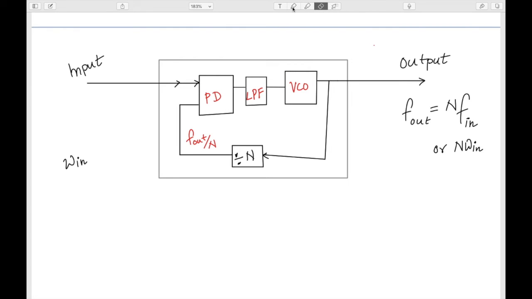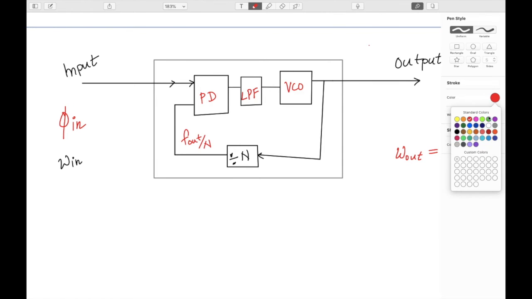Okay, so with an omega in, and of course we have the phi in. Phi in corresponds to the phase, and omega in is the input. It is giving n times omega in, let's call it omega out or phi out. Omega out is equal to n times omega in, and it will have a phase, which we will call phi out.